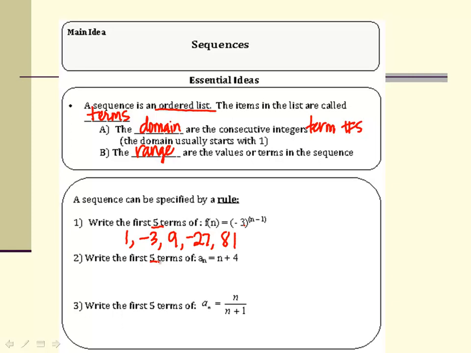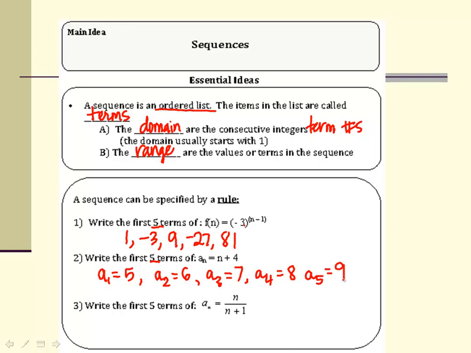First 5 terms. Plug in a 1 to get the first term. Now I'm going to write it like this. The first term, a sub 1, is 1 plus 4, which makes 5. A sub 2 is 2 plus 4, which is 6. A sub 3 is 3 plus 4, which is 7. A sub 4 is 4 plus 4, which is 8. A sub 5 is 5 plus 4, which is 9.